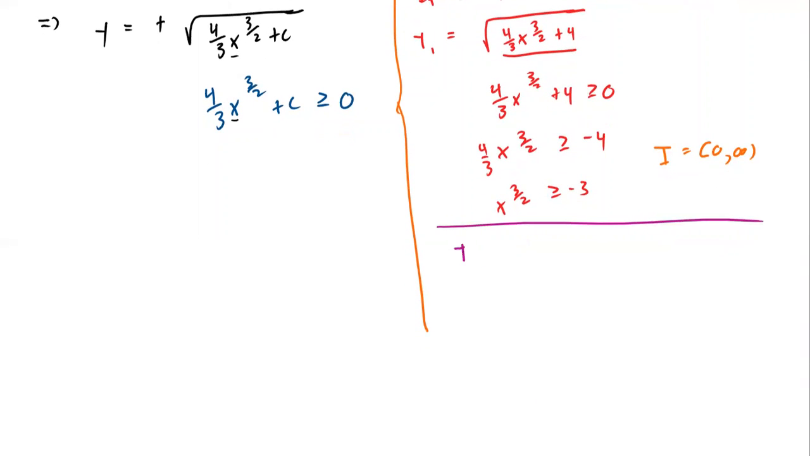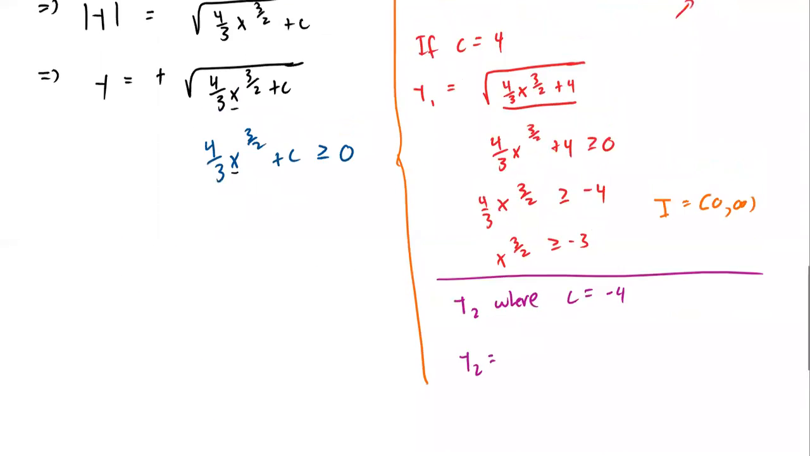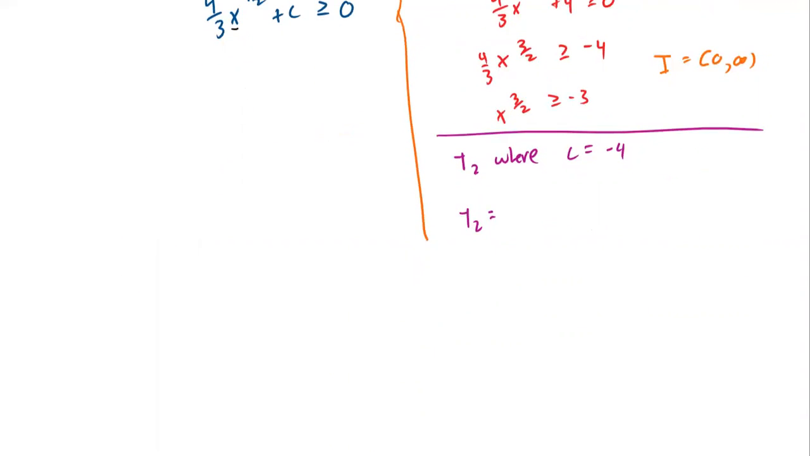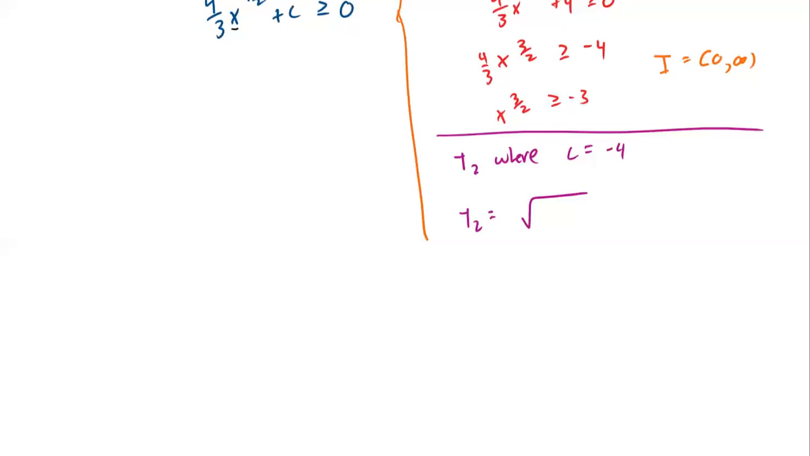So let's do y2, where now we're going to choose the constant to be not 4, but -4. Right? So our solution then is, and again, we can't use the negative part because we know that y has to be greater than or equal to 0 from the original differential equation. Okay. So instead, I use the positive part. So I get the square root of 4/3 x to the 3 halves, now -4. Again, I need the inside of this to be greater than or equal to 0, just for this function to be defined. So that is also, as I mentioned, that might also affect the interval of definition.